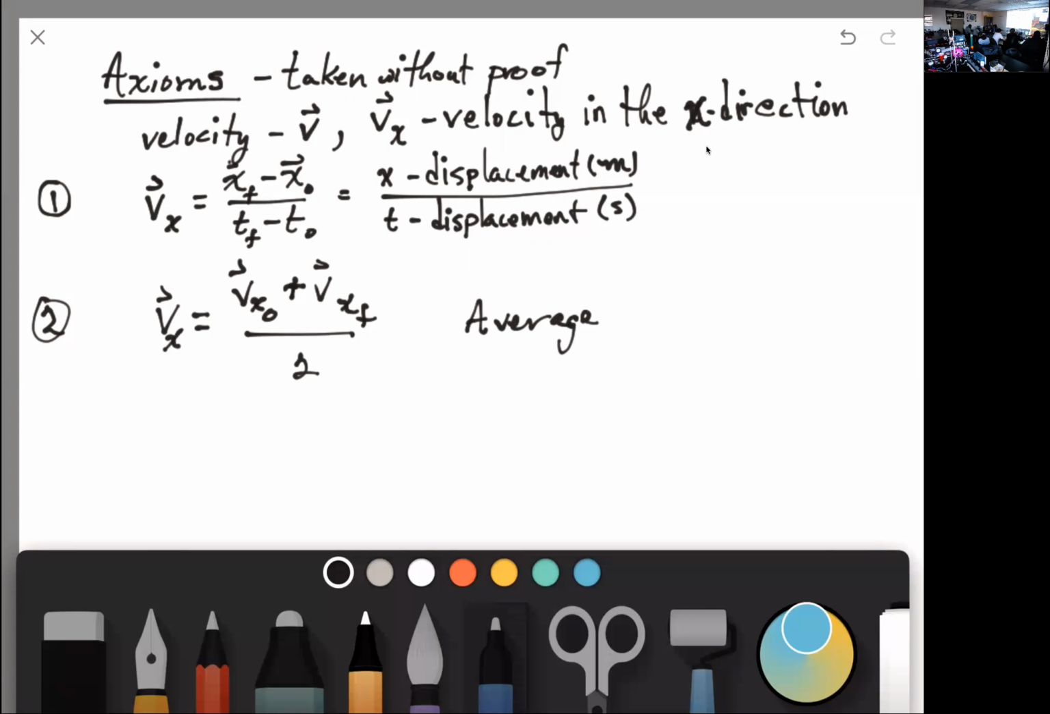You're talking about as far as the average goes? Oh, this is an average. So we are just taking the two velocities, the first one and the last one, we add them together and divide them by 2. That's what I mean right there.